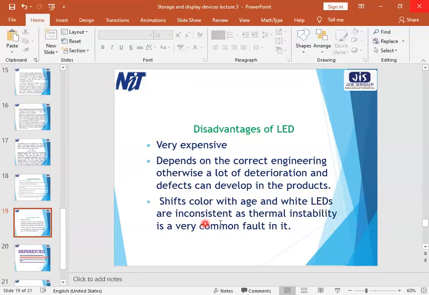White LEDs are inconsistent because thermal stability is not there. Temperature is not constant there. Due to that, the white LEDs are inconsistent. So this is a common fault in the LEDs. Now, much research is to be done for our LEDs.